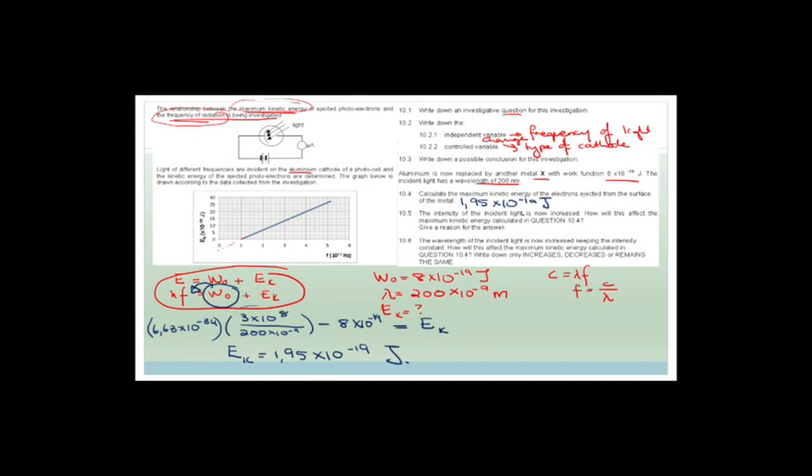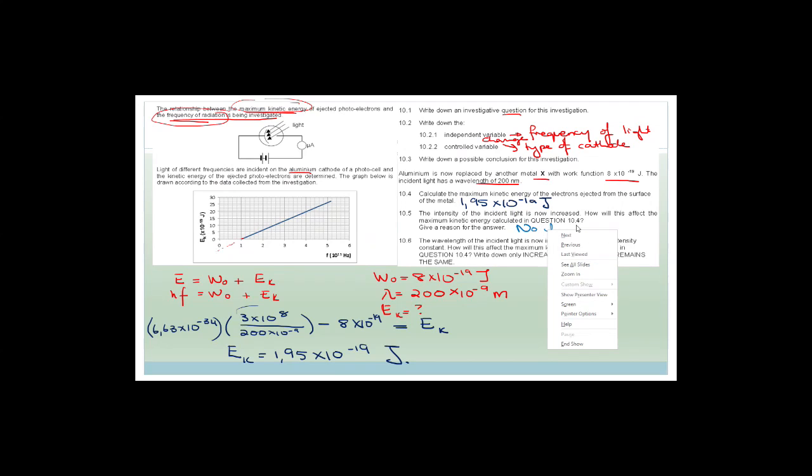Now it says the intensity of the incident light is now increased. How will this affect the maximum kinetic energy calculated in question 10.4? Give a reason for your answer. If you look at this equation, where is there any allowance for intensity? Remember, intensity is brightness. Is there any place in this equation where it allows for intensity? It doesn't. The intensity does not affect the kinetic energy at all. There is no effect.